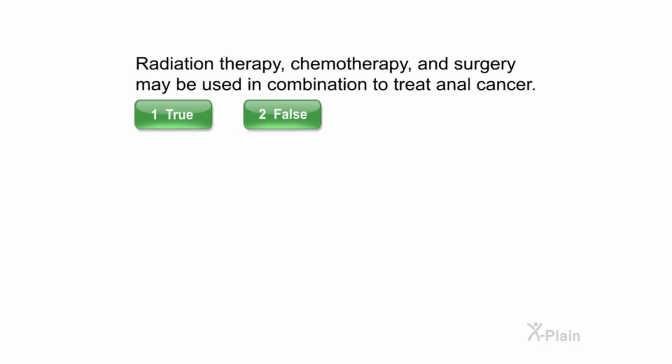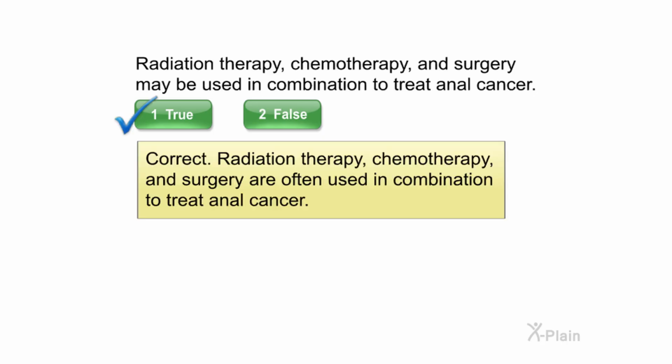Radiation therapy, chemotherapy, and surgery may be used in combination to treat anal cancer. Select true or false. Correct. Radiation therapy, chemotherapy, and surgery are often used in combination to treat anal cancer.